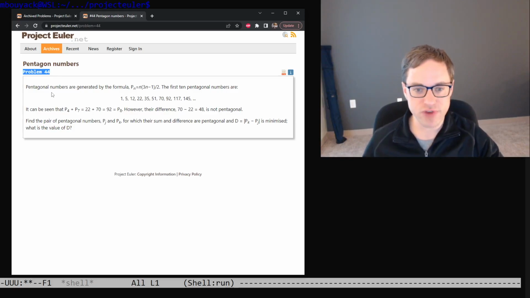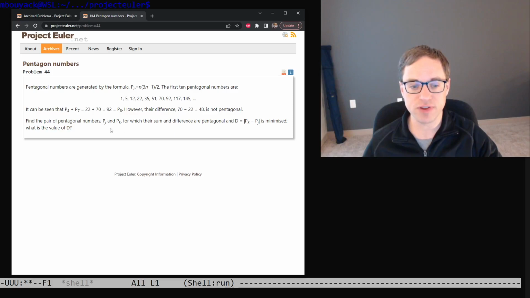Now, just to refresh your memory, this problem asks us to find pentagonal numbers p sub k and p sub j, such that their sum and difference are also pentagonal, and the value of their difference is minimized. Pentagonal numbers are given by this expression here.